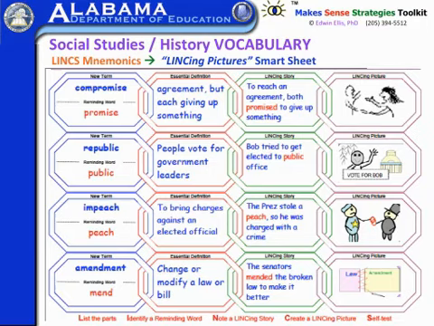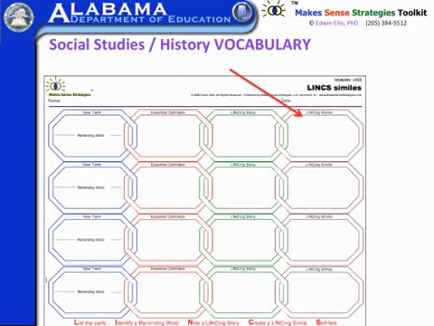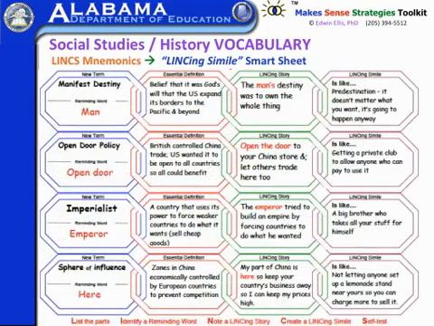And so these are linking pictures. You can also do linking similes instead of a picture. And similes are "is like." So for example, let's say the term is manifest destiny, and the essential definition is a belief that it was God's will that the United States expand its borders to the Pacific and beyond.